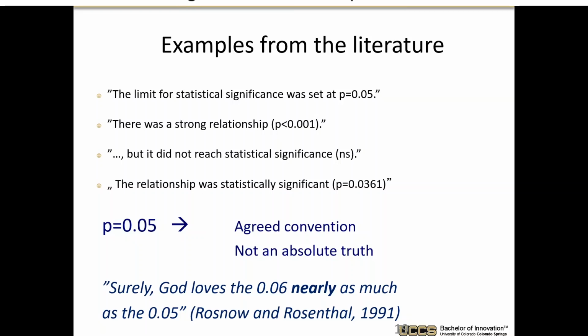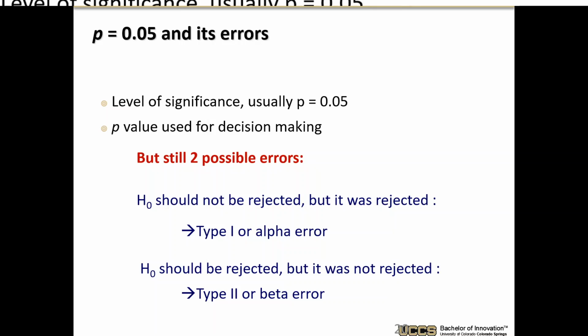So 0.05 is an agreed convention, not an absolute truth, and as a statistician put in their book, surely God loves 0.06 nearly as much as 0.05, right? The difference between 0.05 and 0.051, 0.05 and 0.06, those are small differences. So use your intuition. If it's 0.06, it's probably approaching significance, but the experiment didn't have enough data. Now, if you have 0.06 and you've run 1 million samples, then maybe it's just not there.